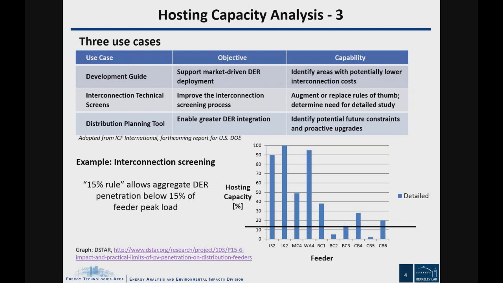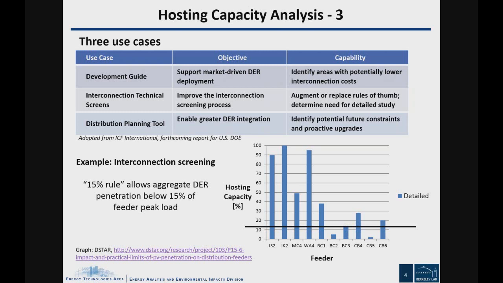The second use case is explicitly for the interconnection technical screening process. We have some existing rules of thumb that are used in some locales, and we can provide a better basis for determining whether more detailed analysis is needed by a more detailed hosting capacity analysis. I have a graph here, for example, that shows hosting capacity across 10 feeders, with a line drawn at the 15% mark. This is 15% of feeder peak load. You can see that when we do detailed analysis of these 10 feeders, the hosting capacity is actually much greater than the 15% rule of thumb in many cases, but it's actually less than 15% in some cases.